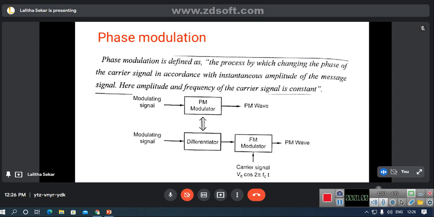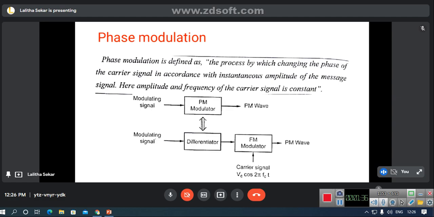In the first block, the modulating signal is connected to the PM modulator, and then we get the phase modulated signal. In the next one, the modulating signal is connected to the differentiator, and the output of the differentiator is connected to the FM modulator. The FM modulator, with the carrier signal, produces the PM wave. This is the generation of PM wave using the FM modulator with the differentiator.